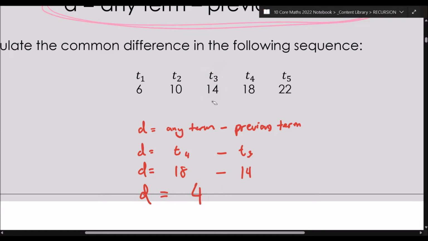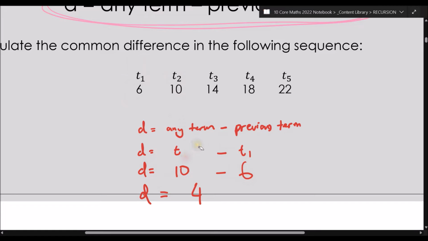Straightforward. You can actually use any term you like, and you'll always come across, well, if it is a proper arithmetic sequence, the common difference will always be the same. So let's try another one. Let's try, for example, T2. Take away the one before it would be T1. So that would be 10. Okay, take away 6. And you can see 10 minus 6 is 4.